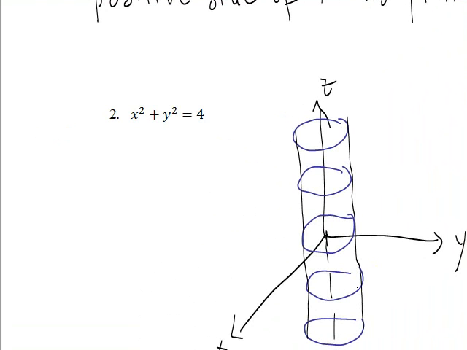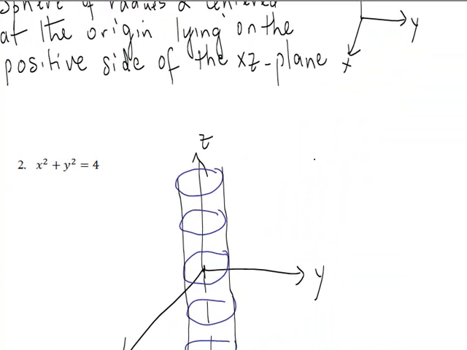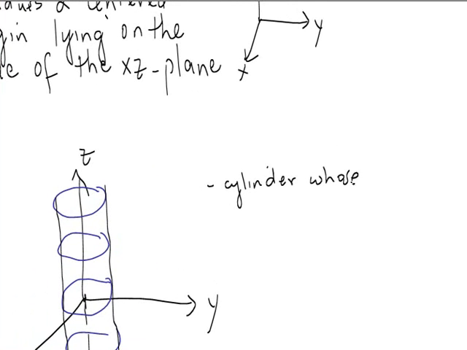So that is why we say it is a cylinder whose axis is the z-axis. Central axis, z-axis. So, a cylinder whose central axis is the z-axis.